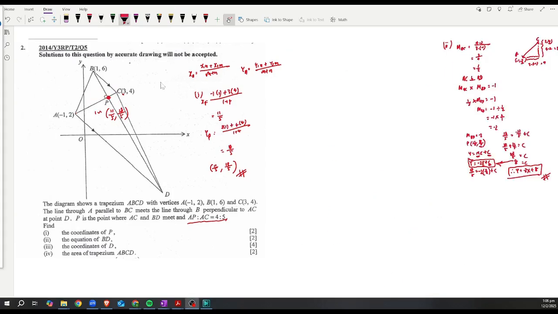In part 3, we are asked to find the coordinates of D. If you observe D, it's a point that lies on three lines: AD, BD, and CD. It's the intersection of all these three lines. If you have the equation of any two lines, you can always find the intersection point by doing a simultaneous equation. This is true for any graphs. Like if you have a quadratic graph and a line, doing a simultaneous equation will find you the coordinates of the intersection.